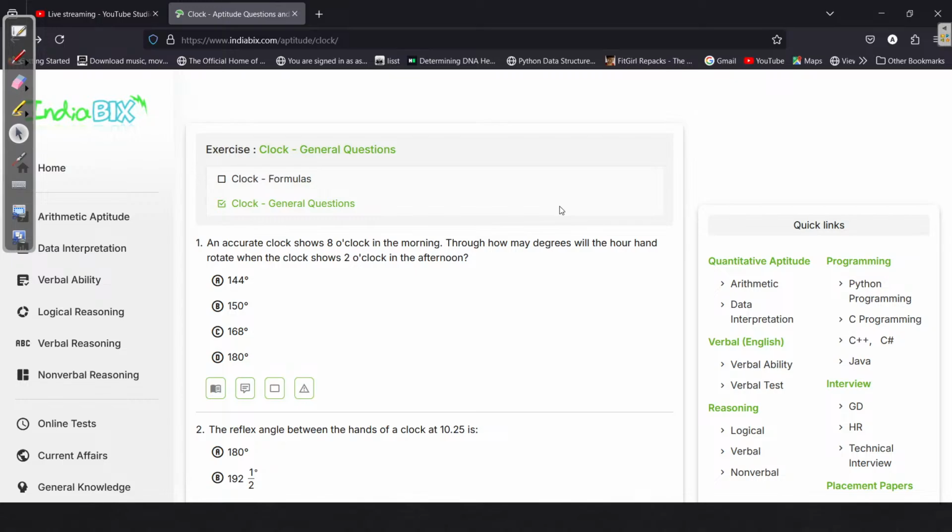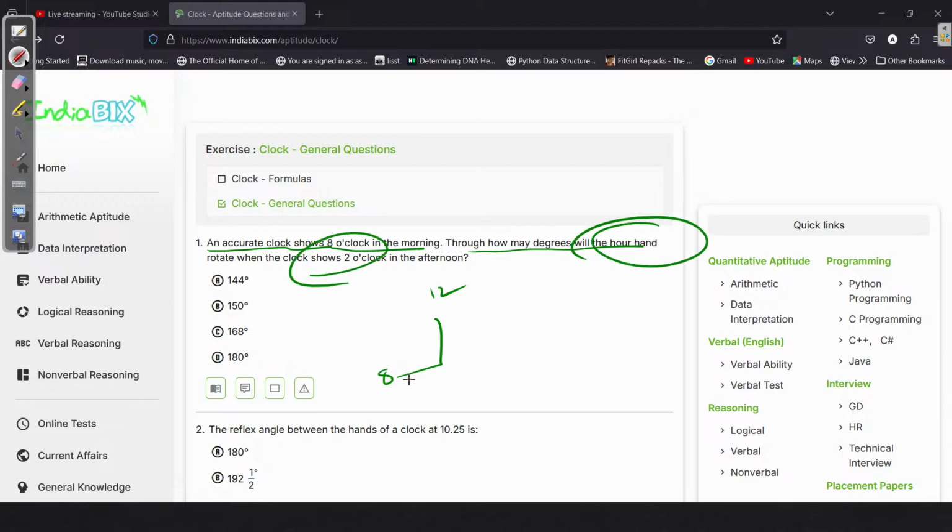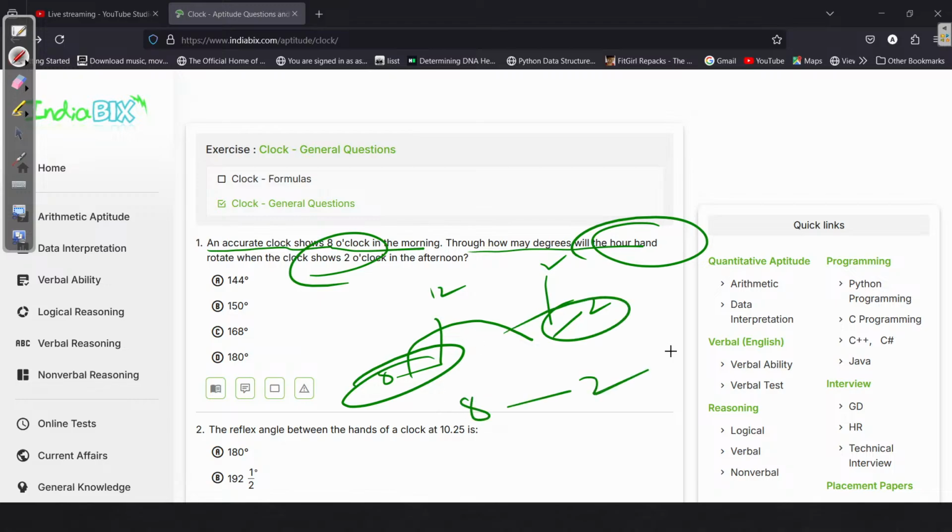Okay, let us see what is actually happening there. An accurate clock shows 8 o'clock in the morning. Through how many degrees does the hour hand move when the clock shows 2? He is asking about only the hour hand. So it is 8, now it is showing 2. You just need to find out how many degrees the hour hand moves from here to here. From 8 o'clock to 2 o'clock, how many hours are there? Let us take it as 14, because in 24 hours we take it as 14. So from 8 to 14 you have 6 hours. For every 1 hour the hour hand moves by 30 degrees. So 6 into 30 is 180.